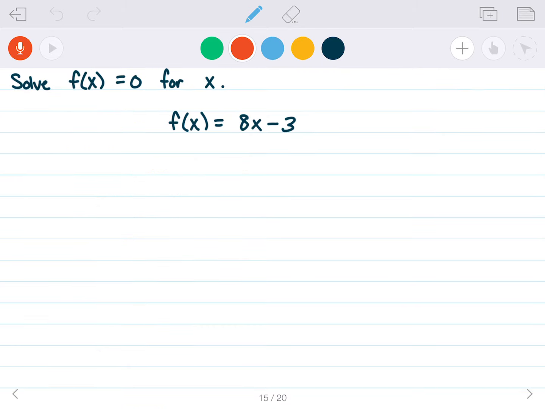Okay, in your homework, you're going to see stuff like this. It's just different wording for solving equations. So it says solve f of x equals 0 for x. All it's saying is plug in 0 for f of x. They're literally telling us this: f of x is 0. Plug it in. So instead of f of x, I'm putting 0 equals 8x minus 3.